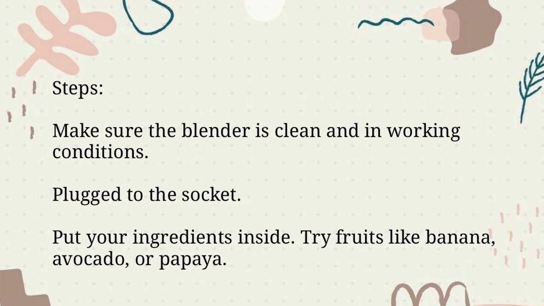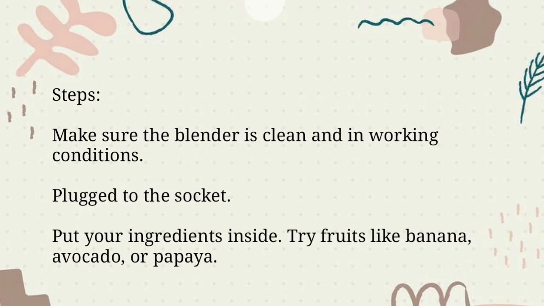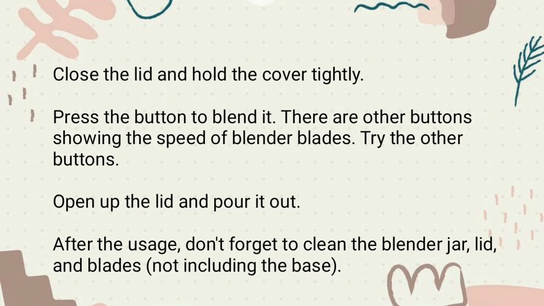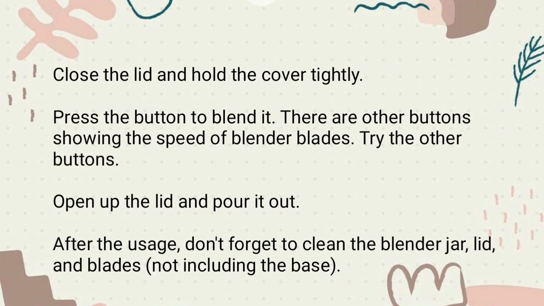The first step is make sure the blender is clean and in working condition. The second one is plug to the socket. The third one is put your ingredients inside. Try fruits like banana, avocado, or papaya. After you put the ingredients, close the lid and hold the cover tightly.